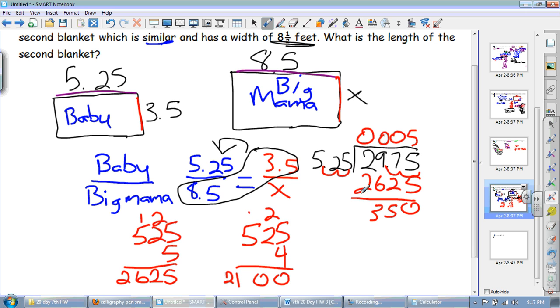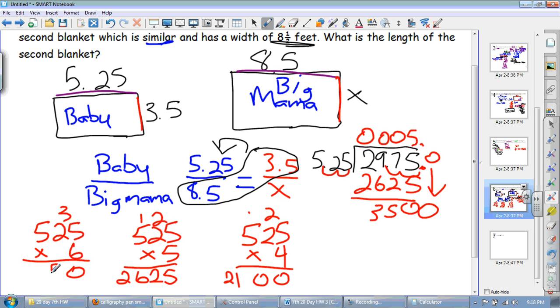And let's see, how many times can 525 go into 3,500? Well, it's got to be more than 5. Let's try 6. Let me put in some times signs here, so nobody gets confused. So here's 3,150. We have 5.6, and that's close enough for me. So it's about 5.6.